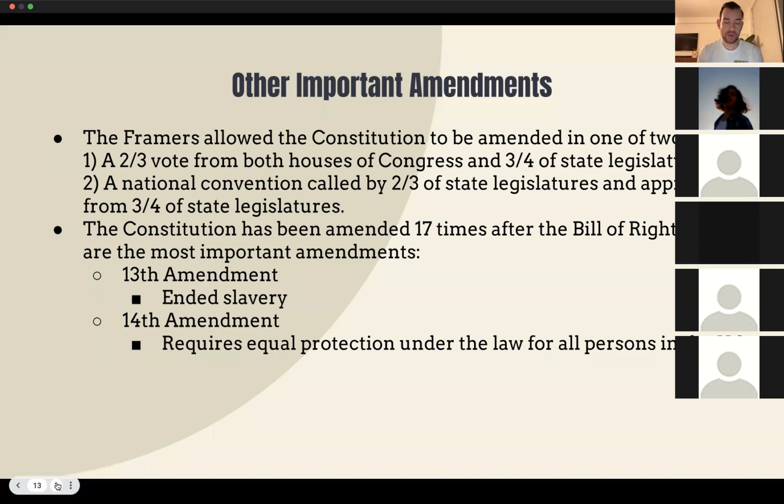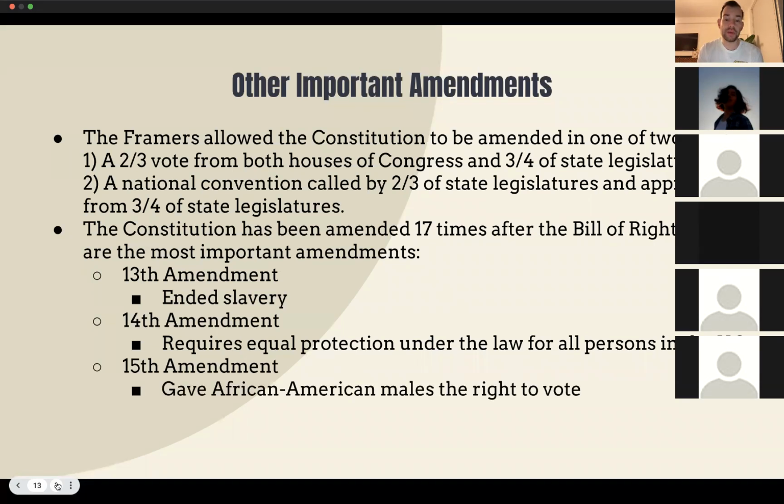Many people argue that the Constitution was not full until the 14th Amendment was passed. It was not a fully realized document until the 14th Amendment was passed. This is what actually made it a real democratic representative government document.